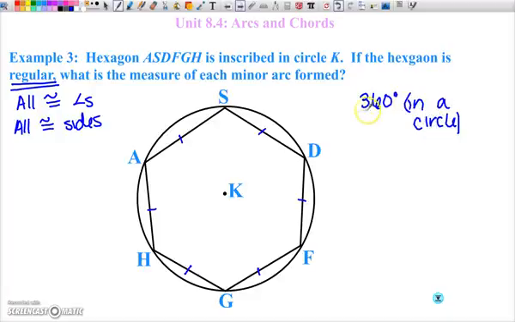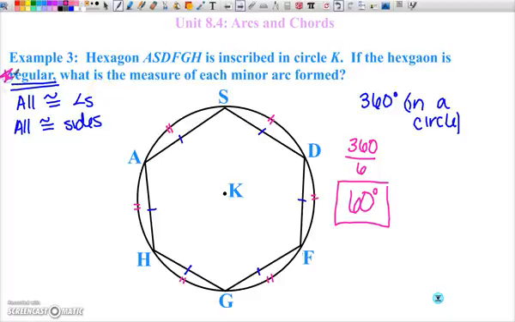Okay, always. So if there's 360 degrees total, and we know that all these chords are the same, then what happens is we form all congruent arcs as well. And if they all have to be the same, all you're going to do is take your 360 and divide it by 6, because there's 6 different chords, all with the same degree measurement. So 360 divided by 6 leaves you with 60 degrees for each arc individually. And this will only work with regular polygons, very important.